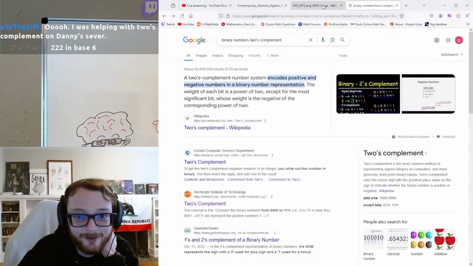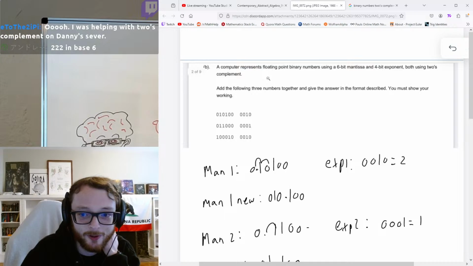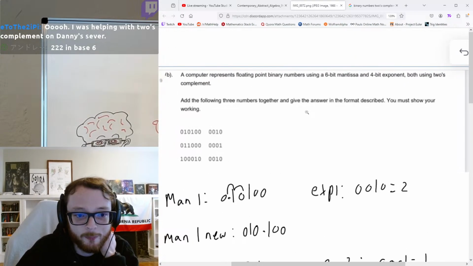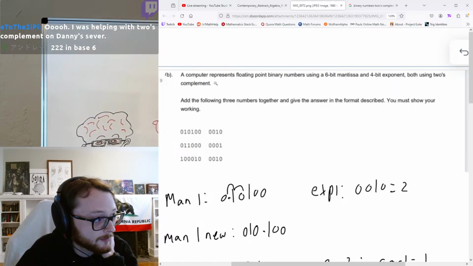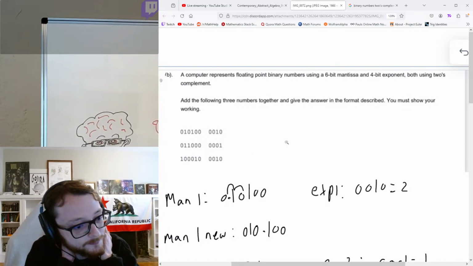Oh, really? Well, so the question came from this, the original question from integration by parts. Both of us were confused on what the both using 2's complement thing actually means in the context of this problem. I think what it means for this problem is that this number down here is negative. I'm not sure of that, though. Quick math, 222 in base 6, that's your understanding? Okay.